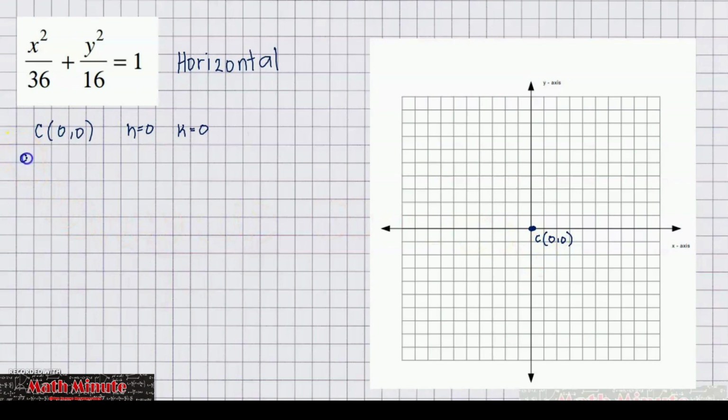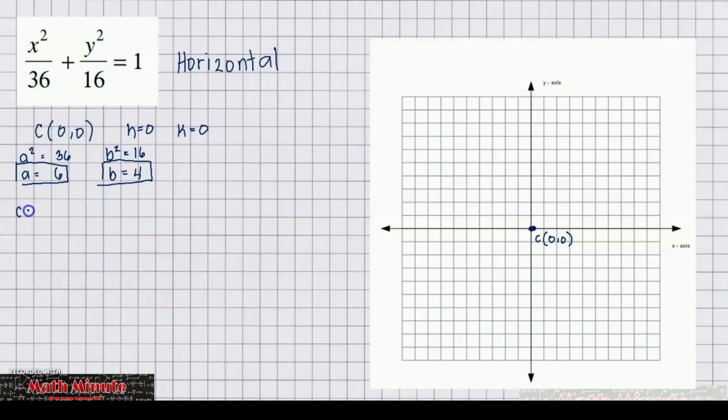Next will be identifying the value of your a squared. A squared is always the highest denominator. For this case, we have 36. If you want to know the value of a, you just get the positive root of 36, so this will be 6. Then the lower denominator is the value of your b squared, which is 16. And if b squared is 16, your b here is 4. So we already have the value for a and the value for b.